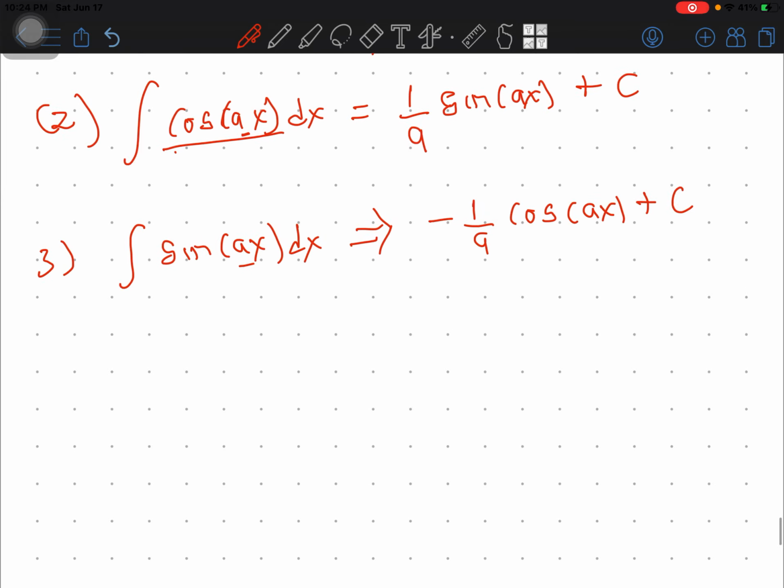So if you want to verify this, let's use our differentiation techniques to do that. So we have negative 1 over a cos ax plus c.